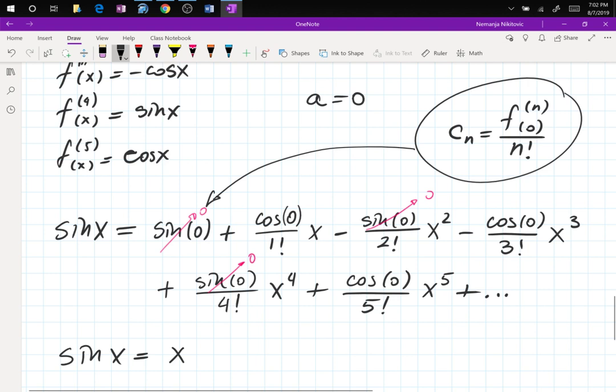Now I have the cubed term, and that's going to be minus x cubed over 6, because 3 factorial is 1 times 2 times 3, that's a 6. The fourth term with the 4 factorial over there is dead because of sine 0. Then I have plus, and now I have cosine of 0 is 1. I have x to the 5 over 120.